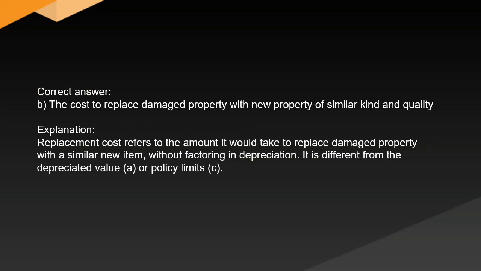Correct answer: B, the cost to replace damaged property with new property of similar kind and quality. Explanation: Replacement cost refers to the amount it would take to replace damaged property with a similar new item without factoring in depreciation. It is different from the depreciated value, A, or policy limit, C.